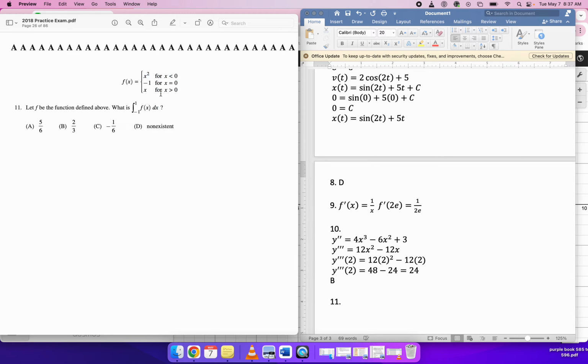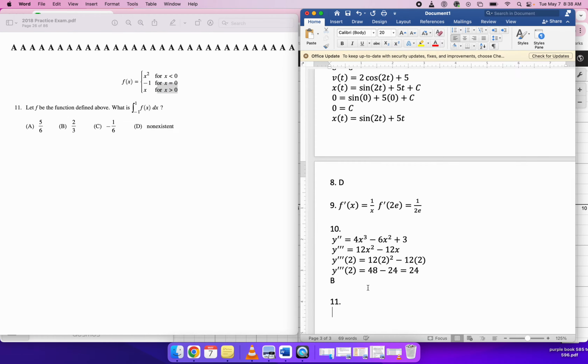What does this function look like? If you think about it, for x less than 0, it looks like x squared. At x equals 0, it's just got some random hole, like the value is just -1. And then for x greater than 0, it's just x. All you need to do is compute the integral separately.